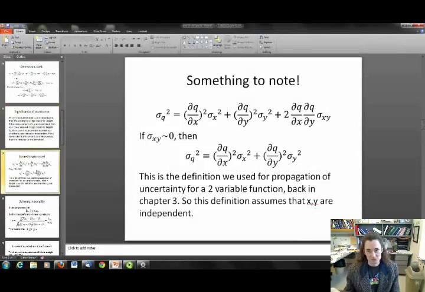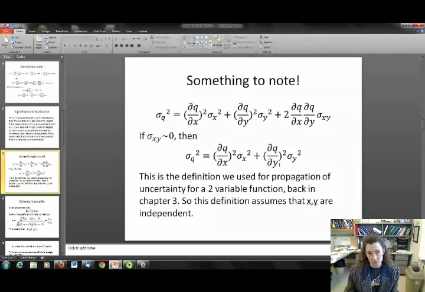Now, I'd like to point out something. If we look at our value, sigma q squared, our variance in q, then let's say that x and y are independent, and so our covariance goes to 0. Then we can say that sigma q squared is equal to partial q with respect to x squared times sigma x squared plus partial q with respect to y squared times sigma y squared.